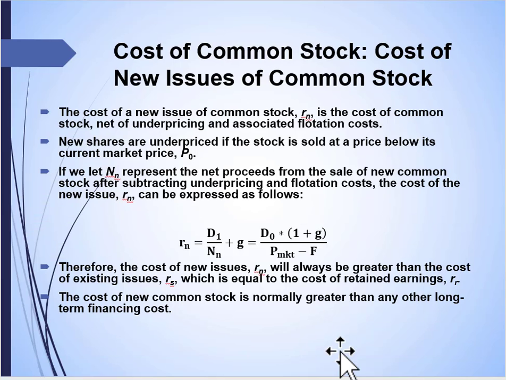Now, if we want to talk about the cost of issuing new stock, we need to take our original valuation formula, again solving for R, but the difference is the numerator. The numerator is the market price minus something called flotation cost, because it costs money to physically issue the stock. So this could be for printing, for lawyers, etc.